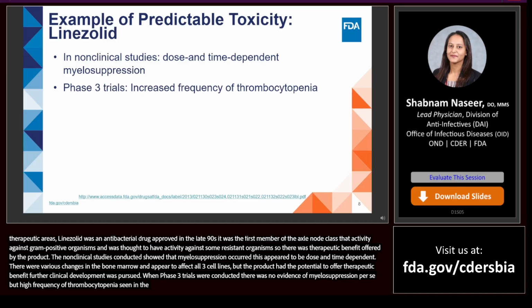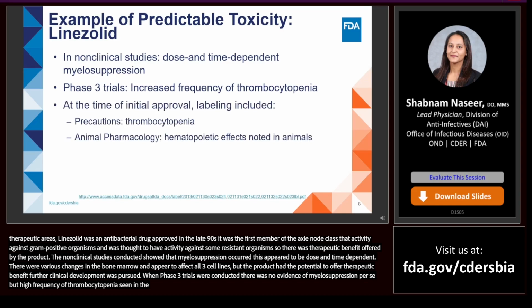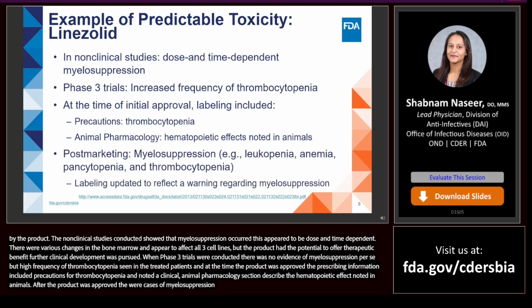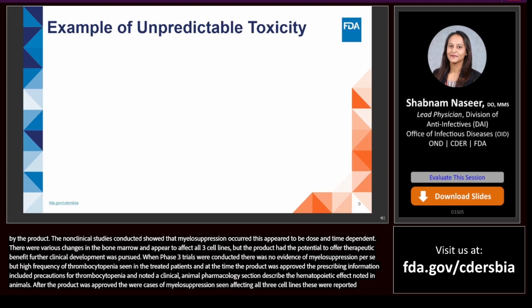And at the time the product was approved, the prescribing information included precautions for thrombocytopenia, and the animal pharmacology section described the hematopoietic effect noted in animals. After the product was approved, there were cases of myelosuppression seen affecting all three cell lines, and these were reported as leukopenia, anemia, etc. And so labeling was updated to include a warning regarding myelosuppression. Here's an example of unpredictable toxicity.